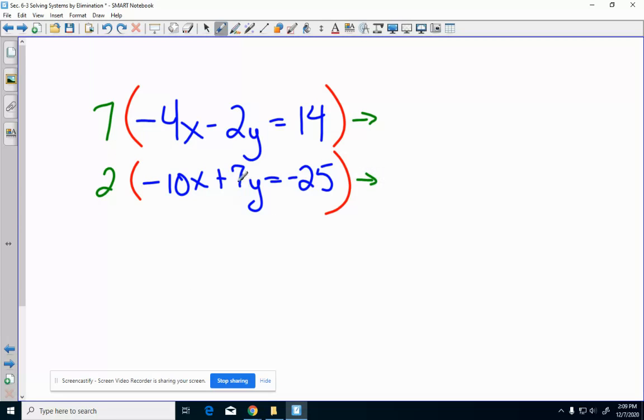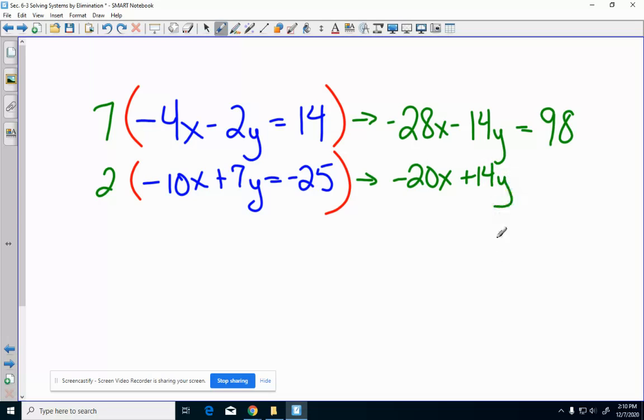That is going to make these y values right here disappear, or eliminate, which is what we want. So if I multiply everything by 7, I'm going to get negative 28x minus 14y is equal to, let me bust out my calculator, what's 14 times 7? I get 98. On the bottom, 2 times negative 10 is negative 20x. 2 times 7 is positive 14y. And 2 times negative 25 is negative 50.